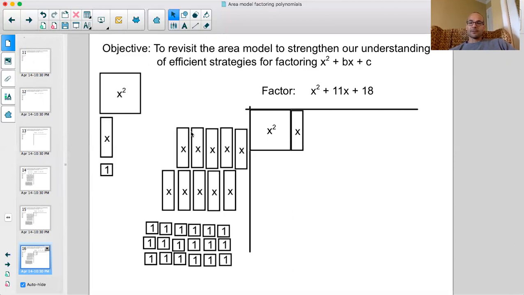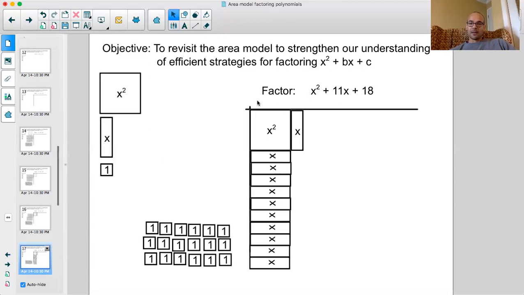So we've now used an x squared and an x. Haven't used the entire trinomial yet. We haven't built the whole rectangle yet. We don't know the factors. The factors are certainly not x plus 1 times x, because this area doesn't represent the entire polynomial.